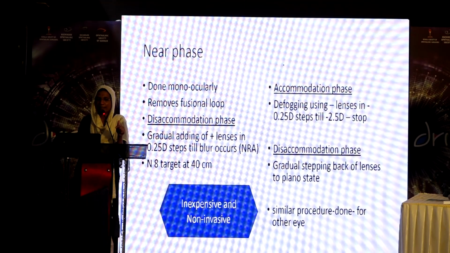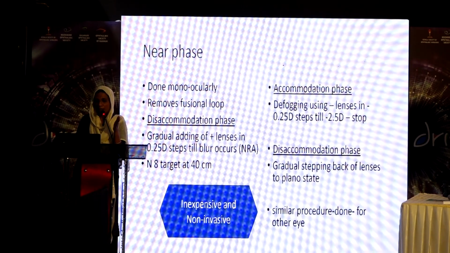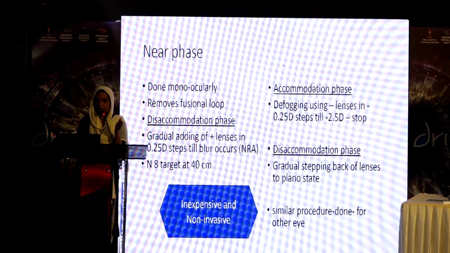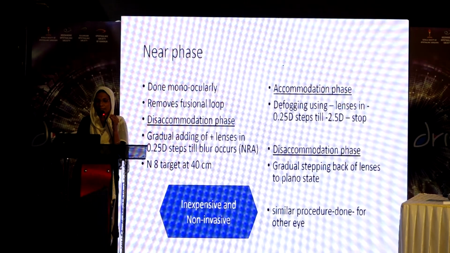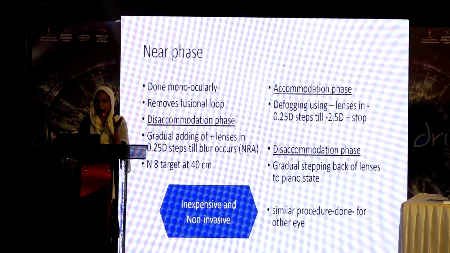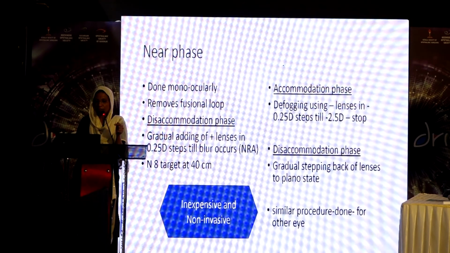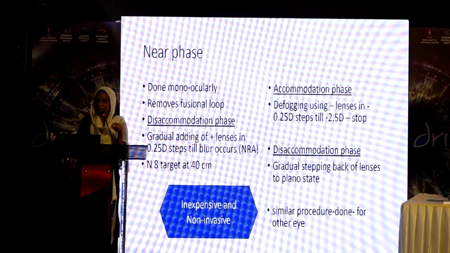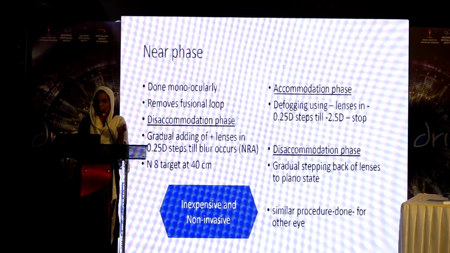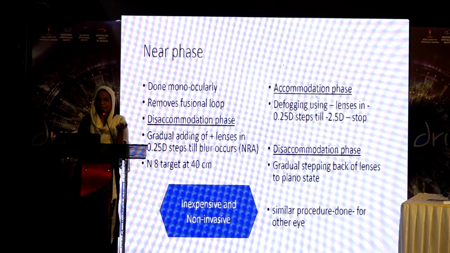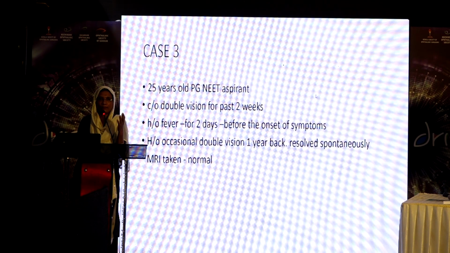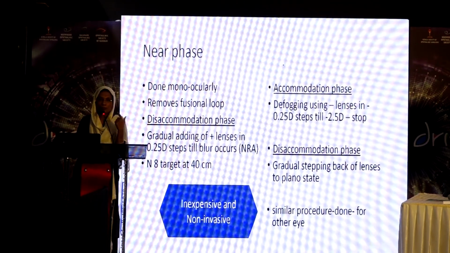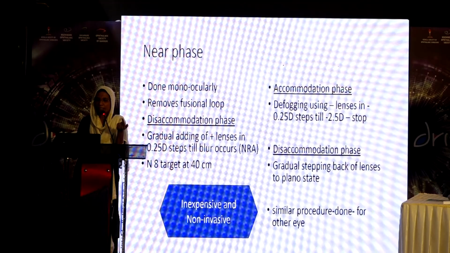Now the near phase is done. The near phase is nothing but performing NRA testing monocularly. Because we do it monocularly, the fusional loop is removed and we concentrate more on the accommodation part. In this accommodation phase, we gradually add plus lens till the patient relaxes completely, then we can induce accommodation. We can withhold inducing accommodation for the initial few days. We can aim only at relaxation in the initial days, then we can move on to stimulation also. A similar procedure is done in the other eye.